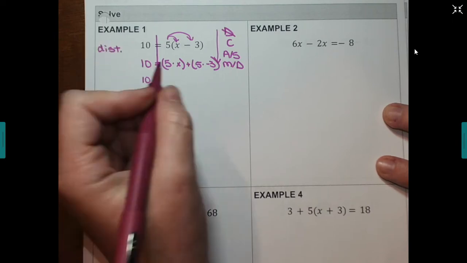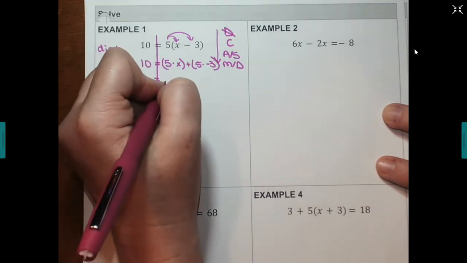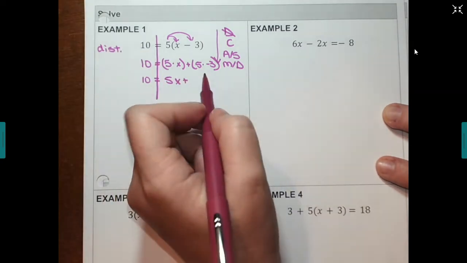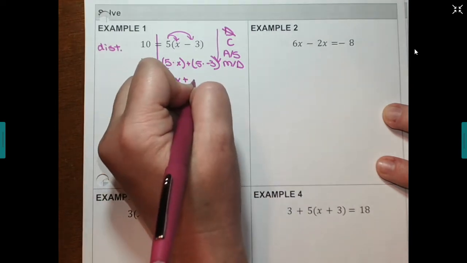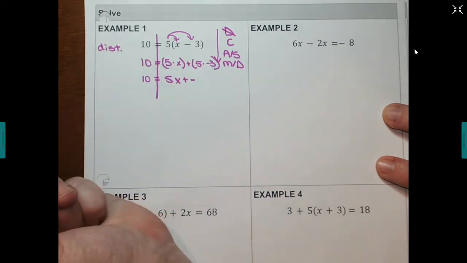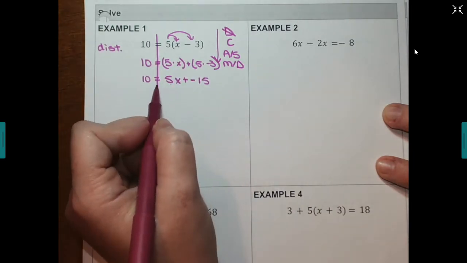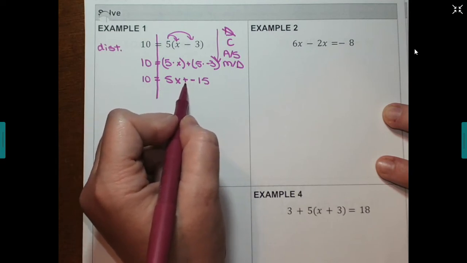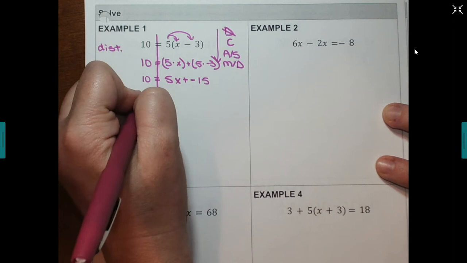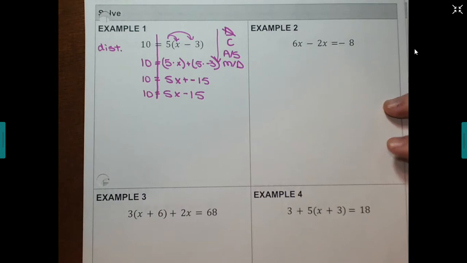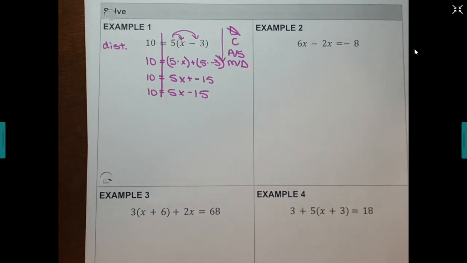So let's see if we can simplify that a little bit. I know that 5 times x is 5x plus 5 times negative 3 is going to be a negative because positive times negative is a negative. 5 times 3 is 15. So I've got one more thing I can do. See if you can remember what that plus minus turns into. Got 10 equals 5x minus 15. Okay, so all of that was our distribution. That took a minute, didn't it? Okay, so that was our first step.